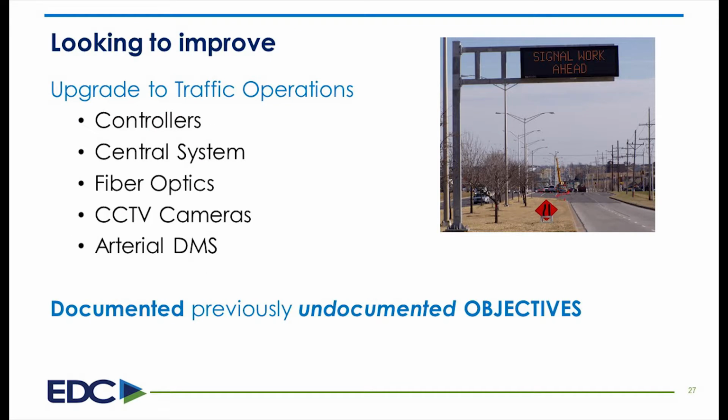So given this mandate, we've spent a lot of effort and time to upgrade our systems. We spent about $10 million. We've installed about 100 miles of fiber optic cable. We've upgraded all of our controllers. We installed a new traffic signal system as part of a regional signal management system. We've also installed CCTV cameras, and we've even put up some arterial DMS.